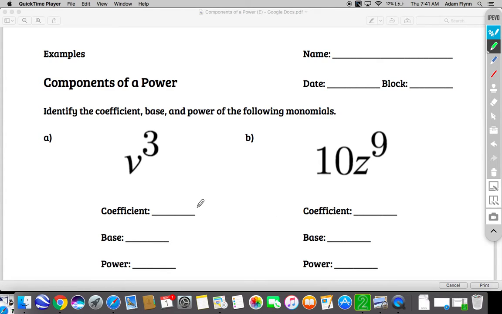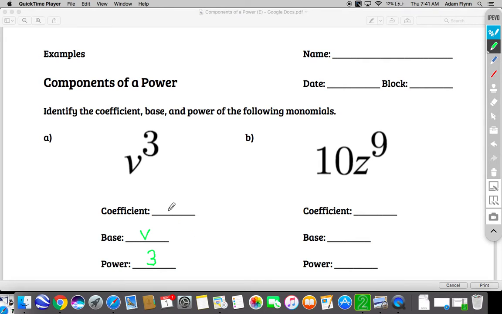First one, v to the third power, or v cubed. I'll start off with my power. My exponent is 3, so my power is going to be 3. My base appears to be v. The base could be a number or a variable.